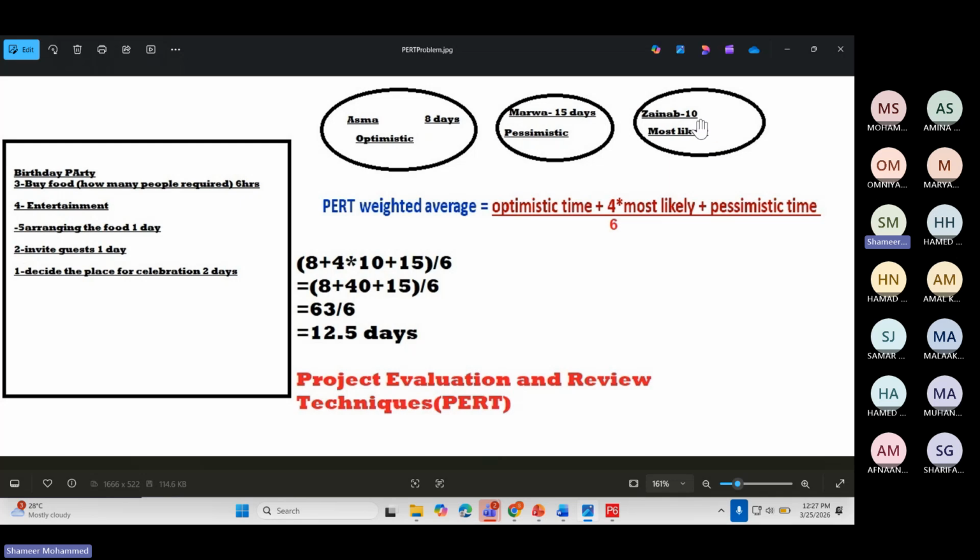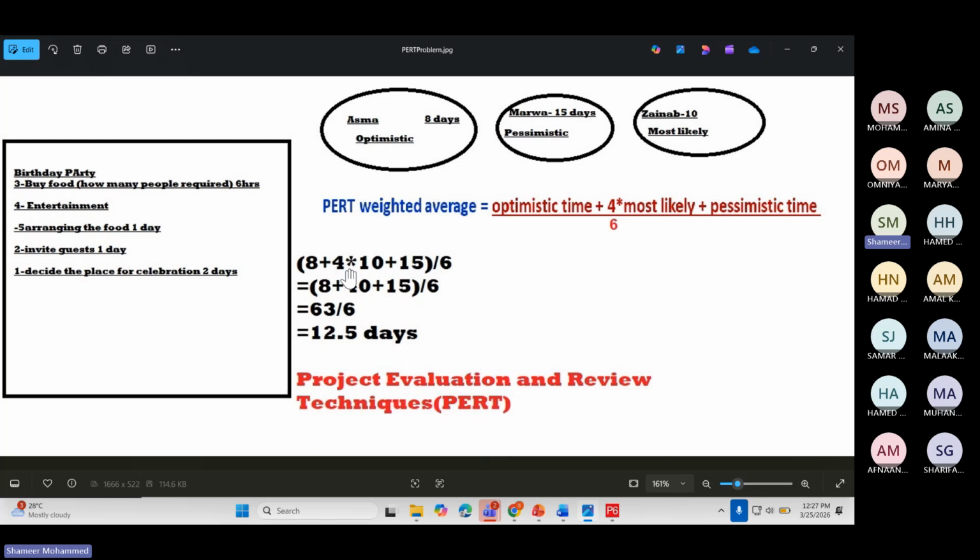Now I am the project manager. So whom I should listen? Whom I should trust? Asma or Marwa or Zainab? So as a project manager, I apply this formula. What is the positive, what is the negative, and what is the average time? Optimistic, most likely, pessimistic. So optimistic time here I find like 8 days. 8 plus 4 multiplied by most likely. 15 days is the average. Negative way, sorry, this is a negative way. So most likely is 10 days.